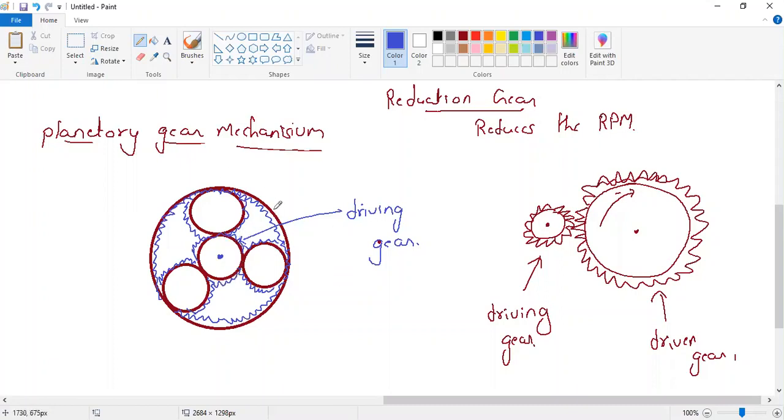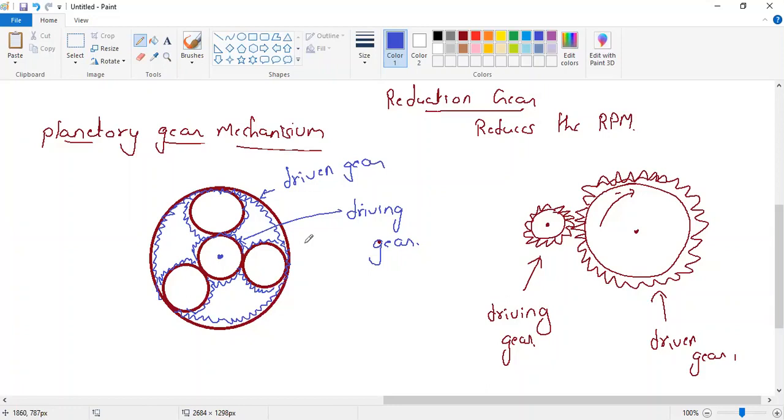So please understand this. The idle gears are just transmitting the RPM from this gear to this gear, from the driving gear to the driven gear. By the name itself, they do not participate. They are just transmitting the RPM to the gear on the outside. You can see the outside gear has more teeth and the inside gear has fewer teeth. So what will happen? Reduction in the RPM.